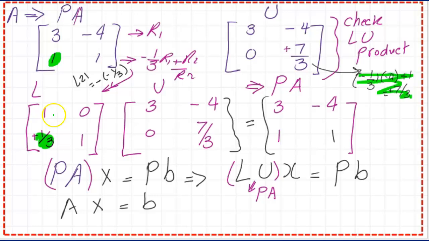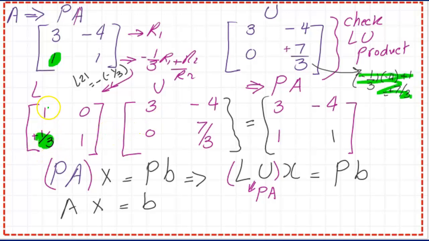We have the first element, 1, 1, in the PA matrix. We have 1 multiplied by 3, 0 multiplied by 0, we have 3. And 1 by minus 4 and 0 by 7 over 3, we have minus 4. Actually, this is 1, 0. There is no change between this and that.